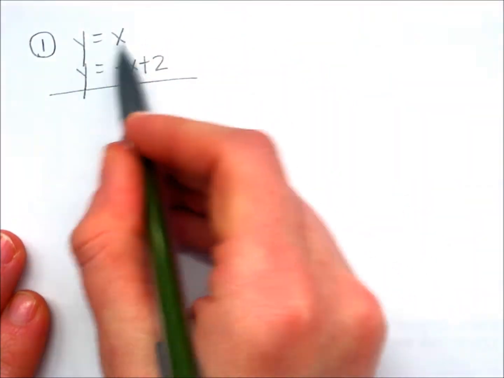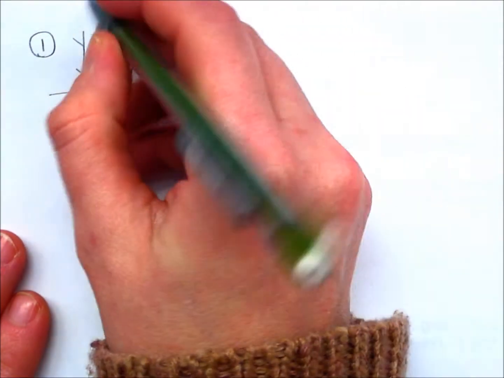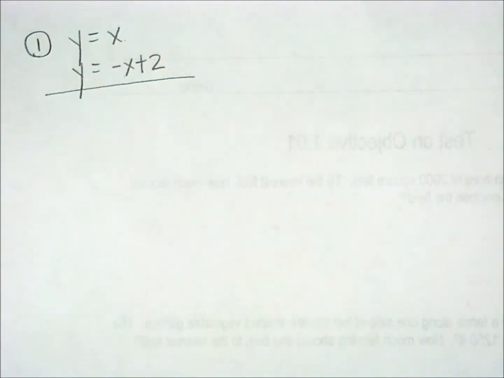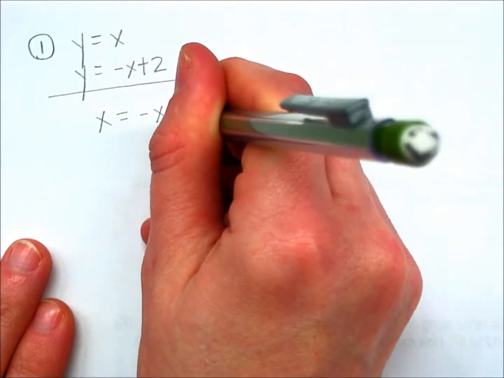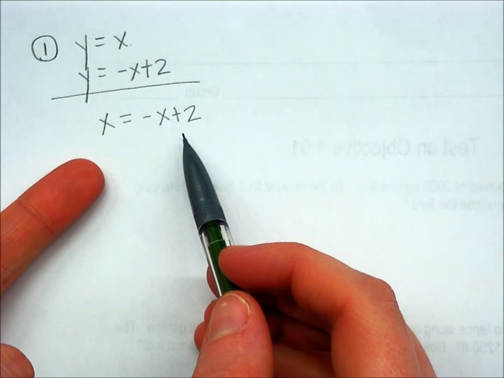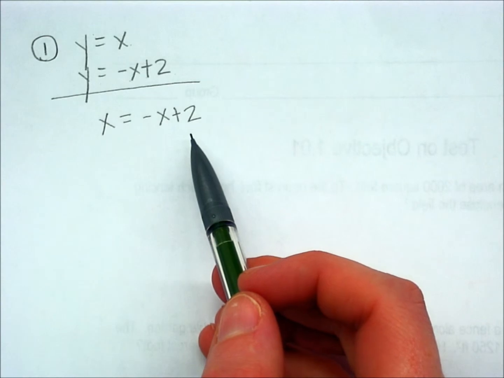What I see in these two equations is that y is equal to x and y is equal to negative x plus 2. So what I can assume from these two equations, if y equals x and y equals negative x plus 2, then I can say that x is equal to negative x plus 2. If y is equal to one thing and y is equal to another thing, then those two things are equal to one another. So I can set these two equal to each other, and I can solve, in this case, for x. So this will be a little bit simpler than what we did yesterday.